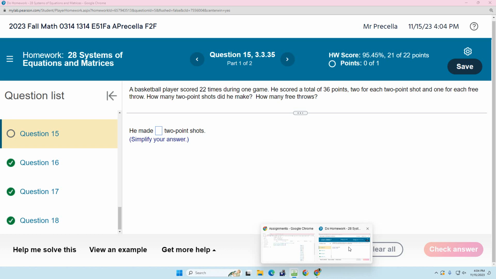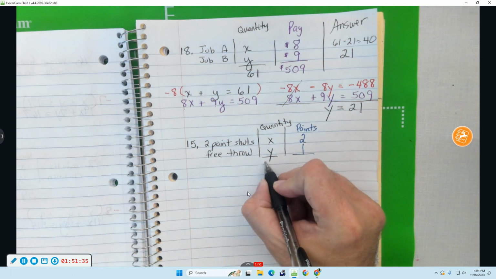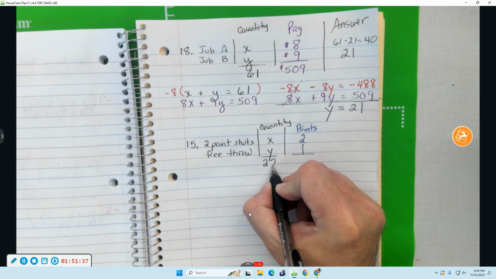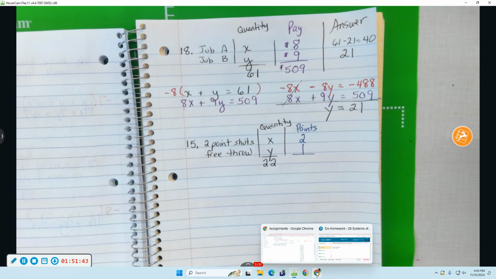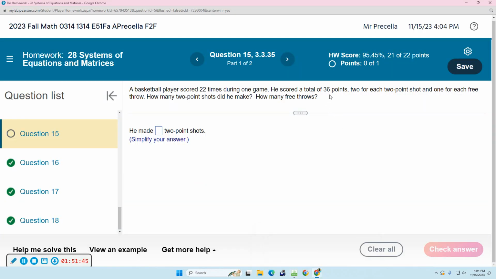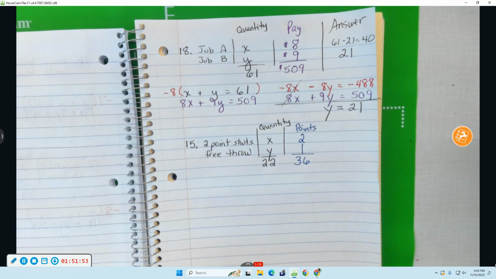Well, yes, the quantity. He scored x 2-pointers plus y free throws, so he scored a total of 22 times. This is just the number of times the ball went in the basket. Look at the number 36. It says 36 points. That's a total of points. You're totaling the point column there. Any questions on our logic?